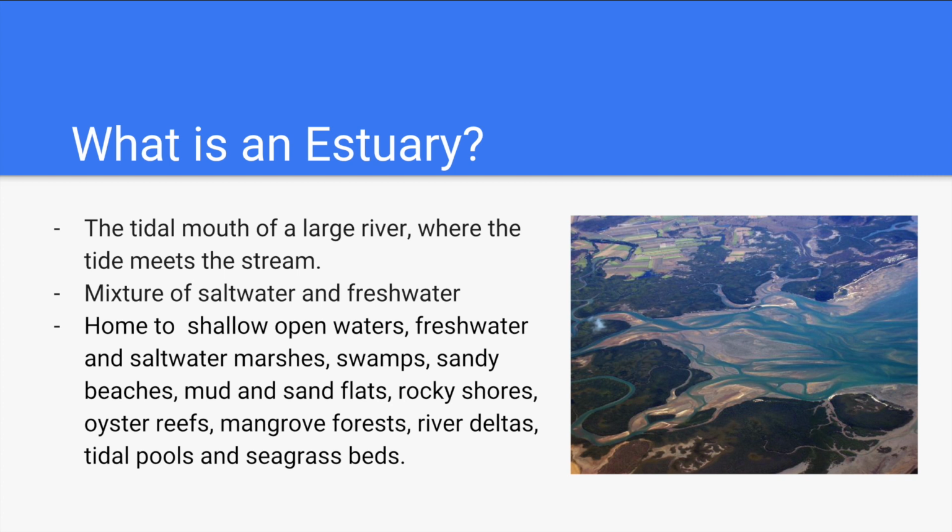It is home to shallow open waters, freshwater and saltwater marshes, swamps, sandy beaches, mud and sand flats, rocky shores, oyster reefs, mangrove forests, river deltas, tide pools, and seagrass beds. So it is home to a lot of diverse life, but it is very difficult for certain species to survive here.